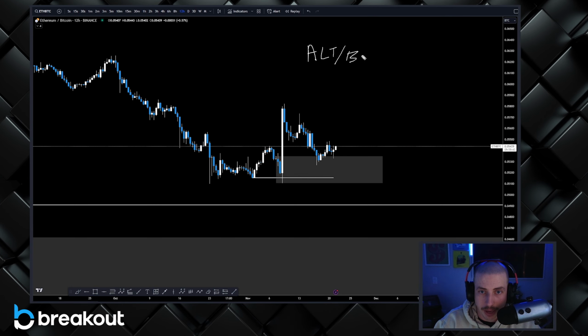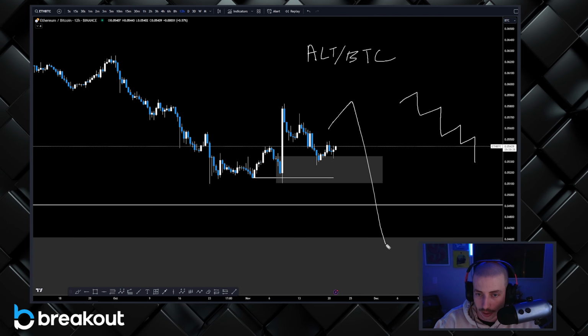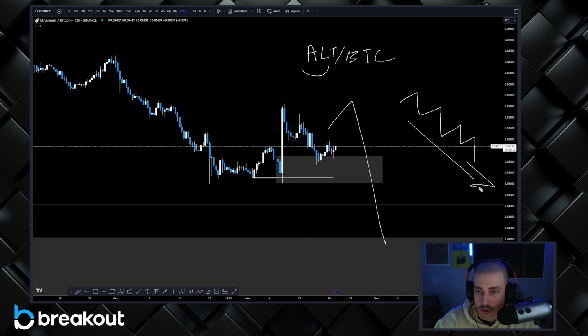So to that person that asked me, if Bitcoin's going to have a large correction, how do I know what altcoin to short? Go and look at the alt BTC pair. And if this pair is making lower lows and lower highs, and then the whole market corrects, that alt is going to get smoked harder than Bitcoin.